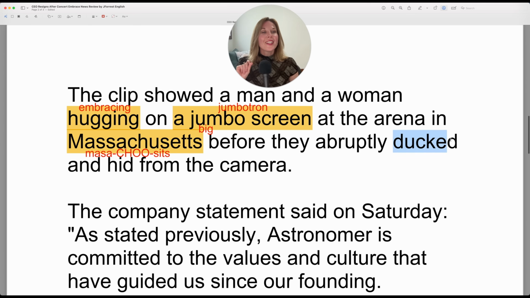Have you seen this word, which you may know, of course, is a flying bird, duck? Have you seen this as a verb, to duck? Because it's in the past simple form. So this isn't the animal, it's a verb, to duck. And then in the past simple, this is pronounced as a soft T, ducked, ducked. They abruptly ducked and hid from the camera.